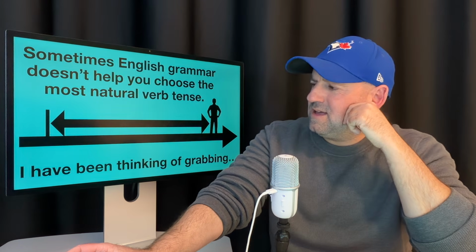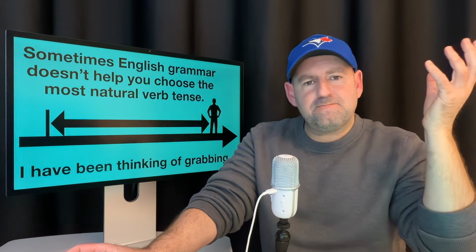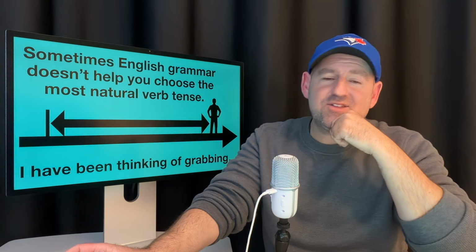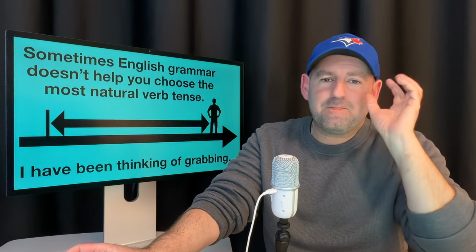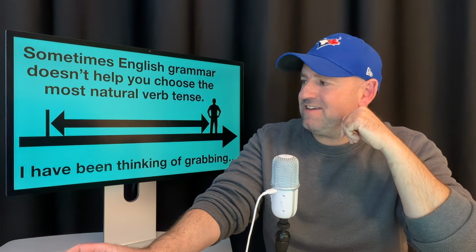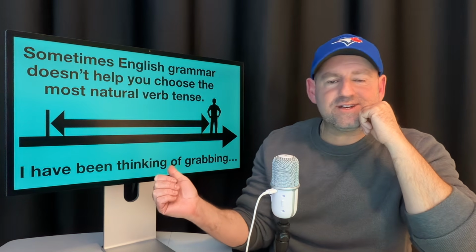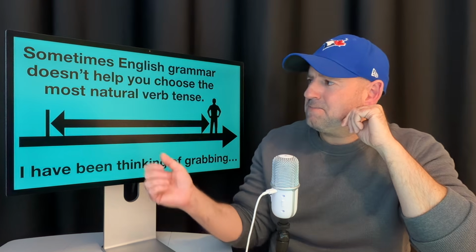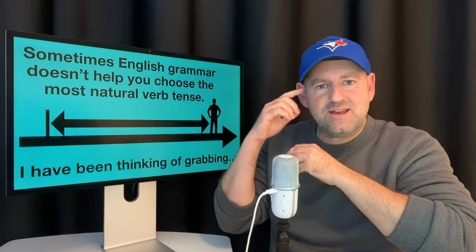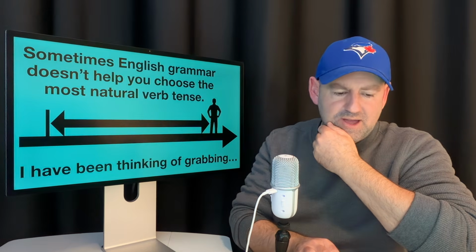So yeah, I mean, if you're thinking about a samosa, right? Samosa's just, I don't know. In English, we would say, I was thinking of grabbing a samosa. We would not say, I have been thinking about grabbing a samosa. Does that make sense? So I just want to point this out, just to make you aware of this, okay?